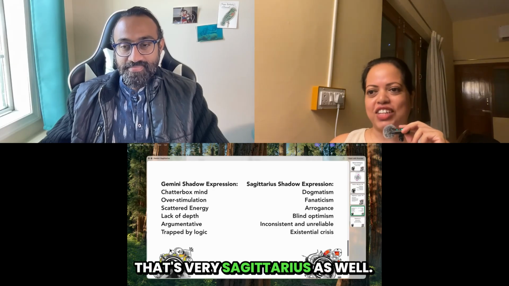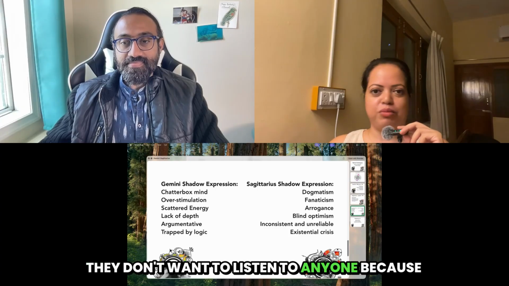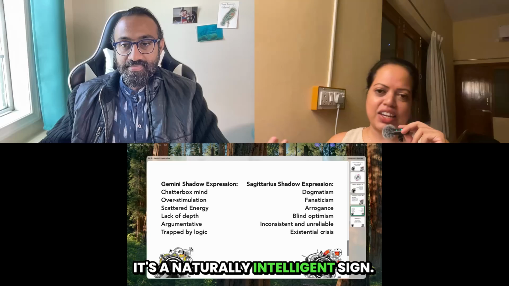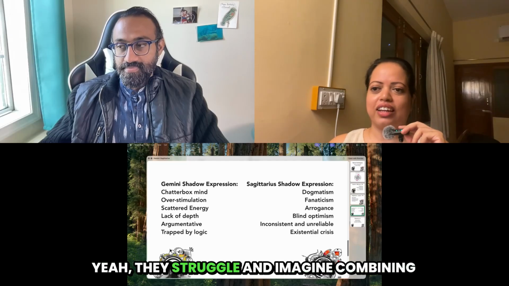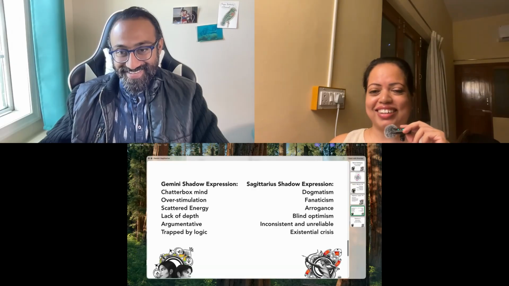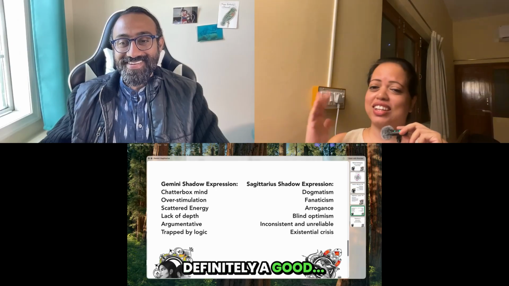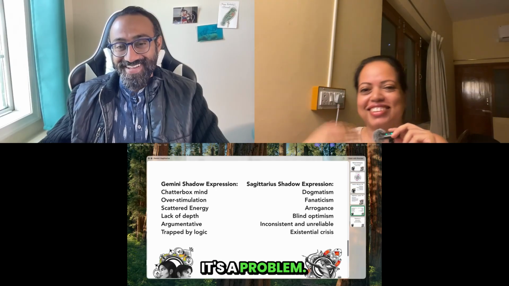So that's very Sagittarius as well. They're very arrogant. They don't want to listen to anyone because it's a naturally intelligent sign. So yeah, it's a struggle. And imagine combining Gemini and Sagittarius. So I really struggle. So intelligent. Sorry, that's a problem. My head hurts.